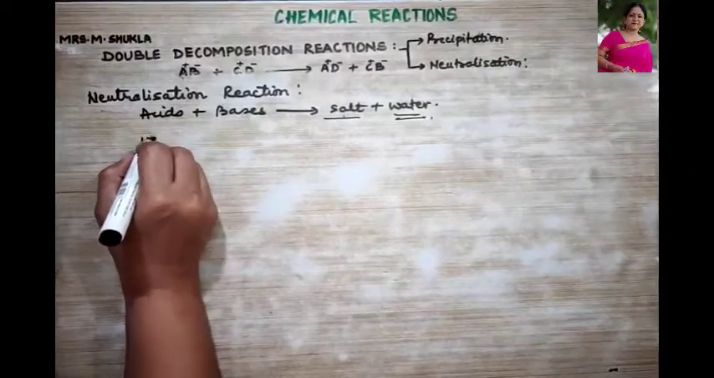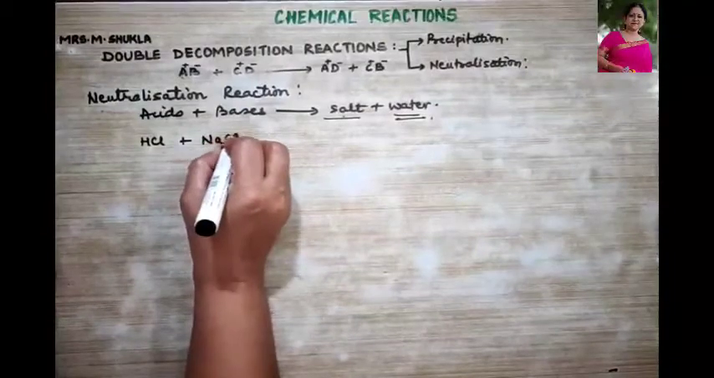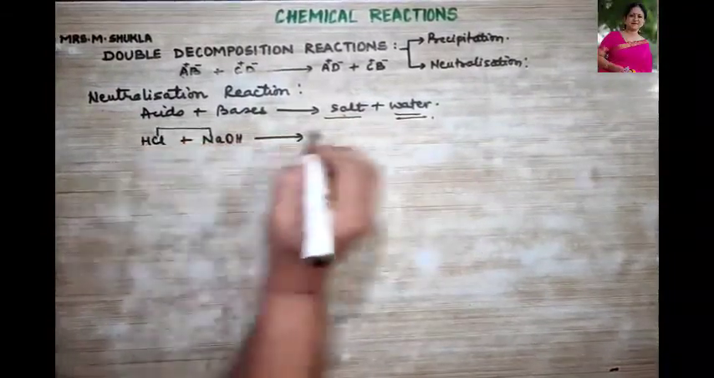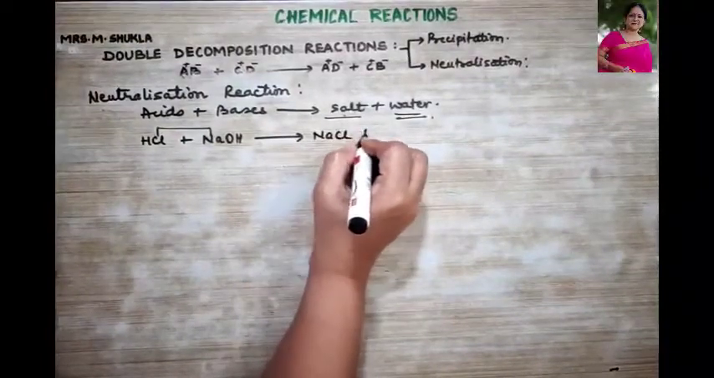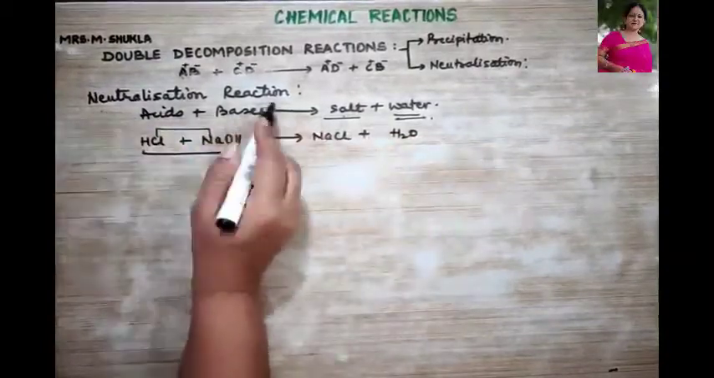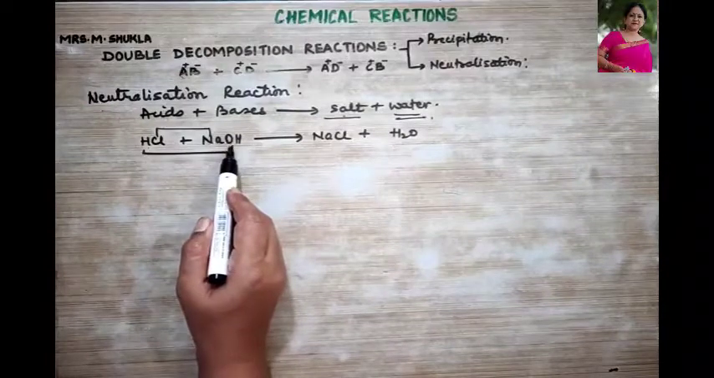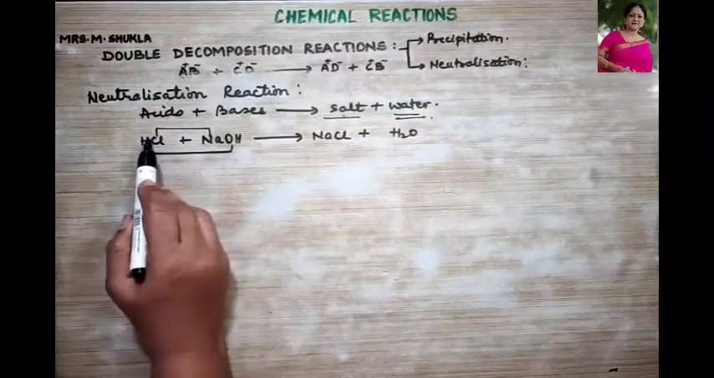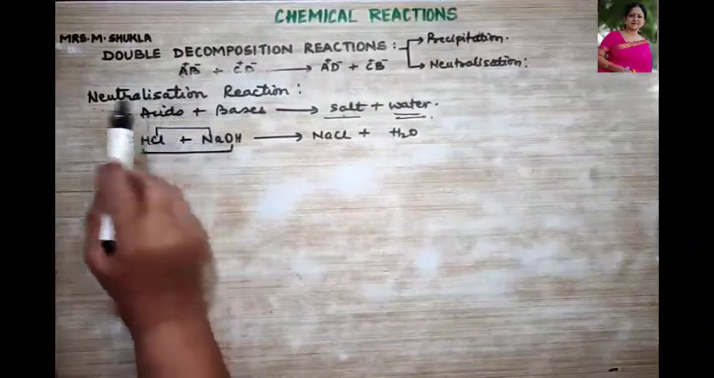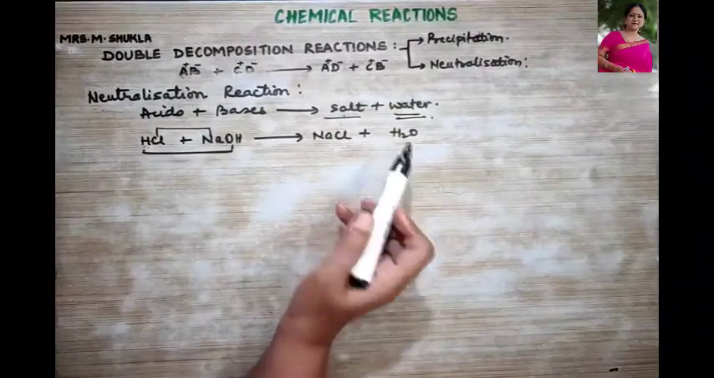Acid, for example, HCl. If I treat it with a base, could be like NaOH, it is going to form a salt. What salt is it going to form? It will form NaCl plus H2O. Okay, so this is your neutralization reaction. That is, acid is neutralizing the effect of the base and base is neutralizing the effect of the acid. Therefore, since they neutralize the effect of each other, that is called neutralization reaction, forming salt and water.